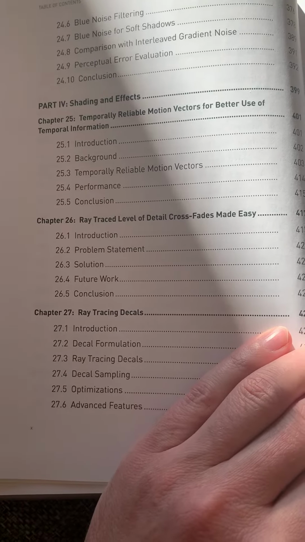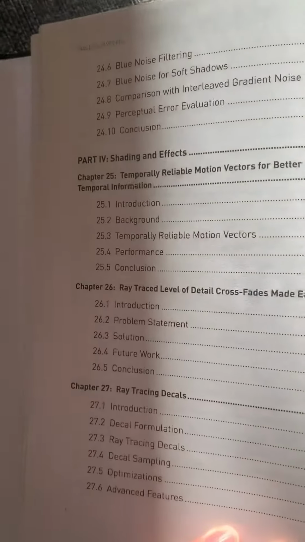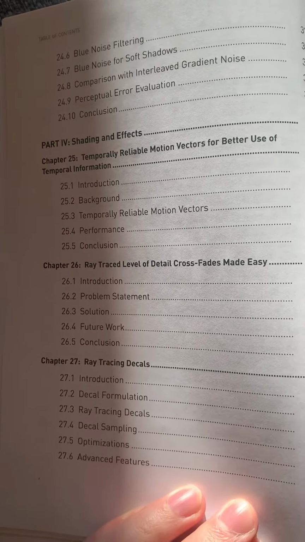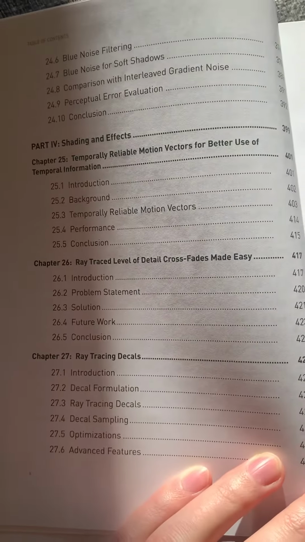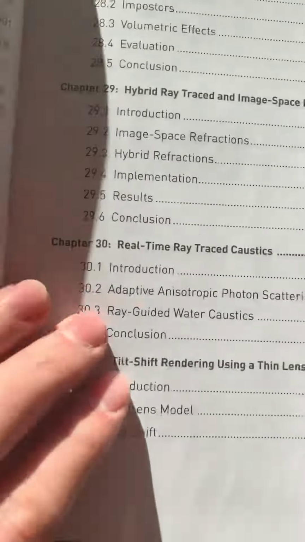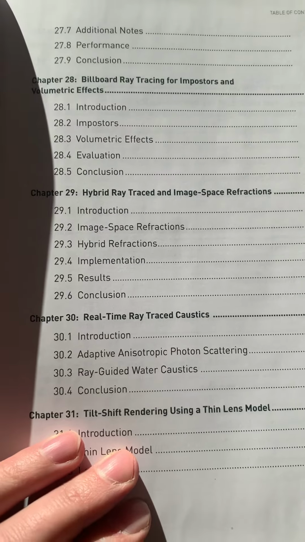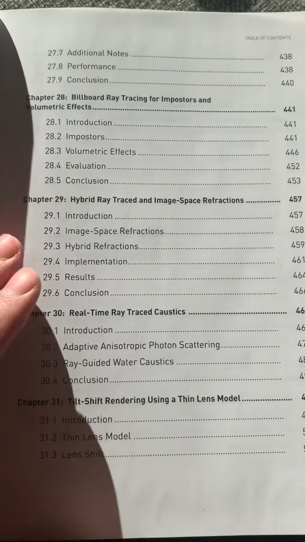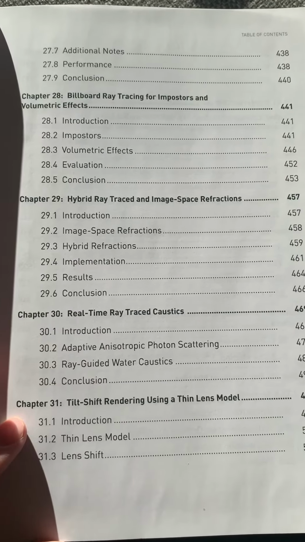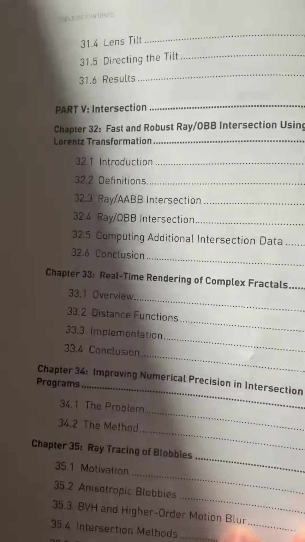Shading and effects, temporally reliable motion vectors. Oh, today is such good weather, a lot of sun. Temporally reliable motion vectors, no, it's ray traced level of detail, crossfades made easy, that's good. Ray tracing decals, billboards, hybrid ray traced and image space refractions, real-time ray traced acoustics. One more chapter about acoustics. Tilt-shift rendering using a thin lens model. It's a lot of chapters.